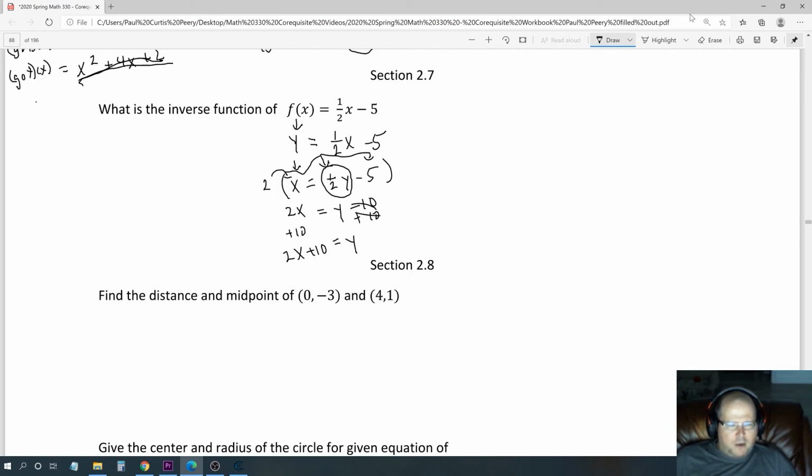Now what we want to do is replace the y with the inverse. So this is the inverse, and in this case it is 2x plus 10. So that was the original function, and that is the inverse of that function.